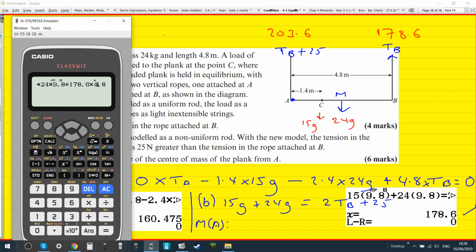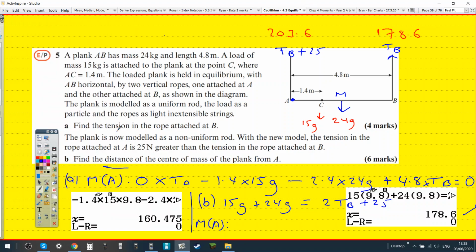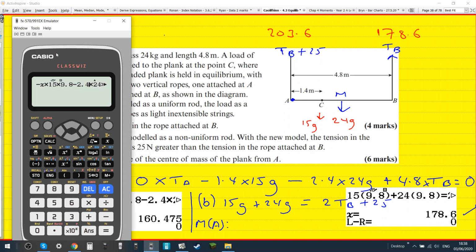Except I'm concerned. A second ago you said 2. You said 2 times 24 times 9.8. Oh yeah, so that should have been 2.4, right? Yeah. And then it is shift solve time. I accidentally deleted it from my calculator, so I'm trying to type it in again. Let's see. Shift solve.